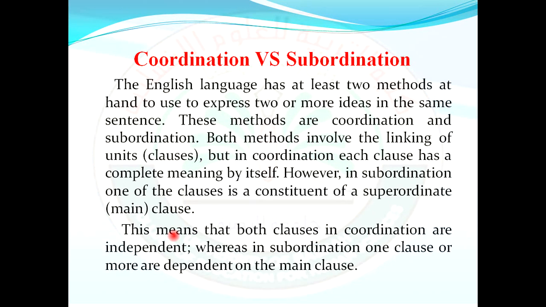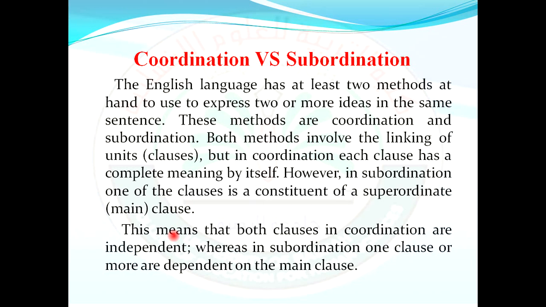Now we shall be speaking about the two ideas of coordination and subordination. Of course, these are two grammatical terms, and the English language has at least two methods at hand to express two or more ideas in the same sentence. So if we want to combine two or more ideas within the level of the sentence, we either use coordination or subordination. Of course, they are in a way similar, but in another way they are different from each other. These methods are coordination and subordination.